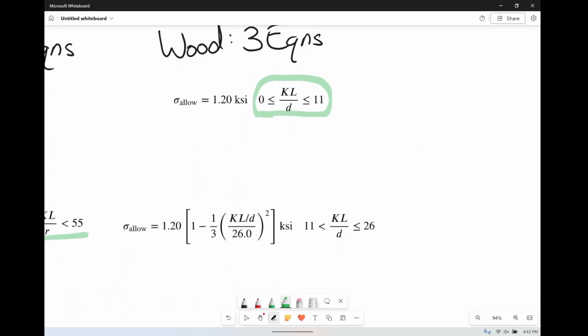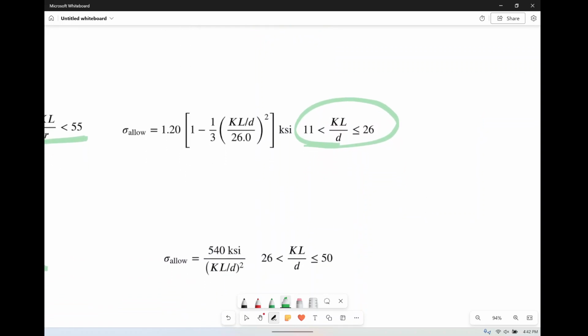So that's kind of nice. Again, it starts off as a plateau. Then we have the 11 to 26 range, and then we have the 26 to 50 range. And you might be thinking, wait a minute, what if my KL over D is greater than 50? Well, sweetie, you can't use it.